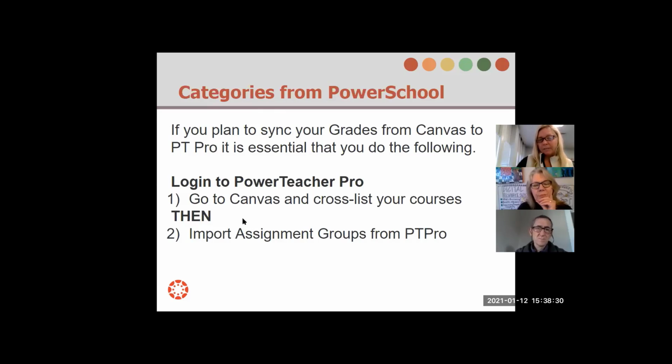We do have some steps that we think are critical in the way that you do this, so that if you are using that passback from grading for PowerTeacher Pro, we first ask that you go to Canvas and cross-list your courses. And then once those courses are cross-listed, then you will actually go to the assignment groups and sync that course and, of course, those sections that are with it to PowerTeacher Pro. So again, this is for those people who are using Canvas also as a grading feature and using the passback to PowerTeacher Pro. This we found is the best order of steps to take.